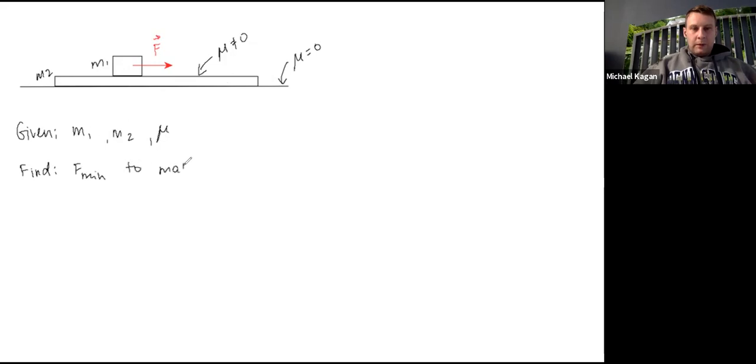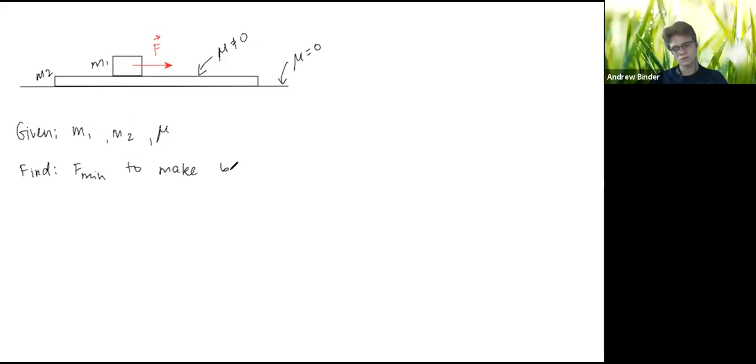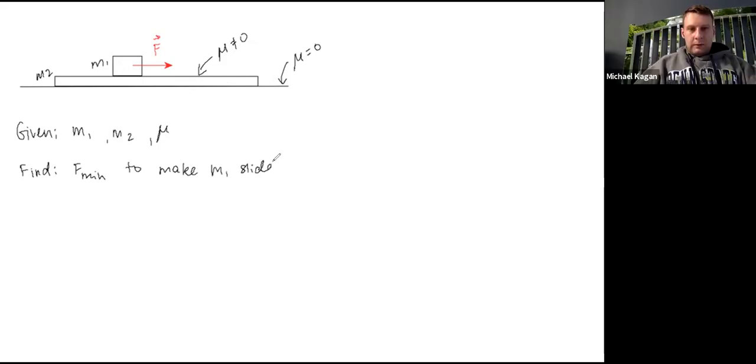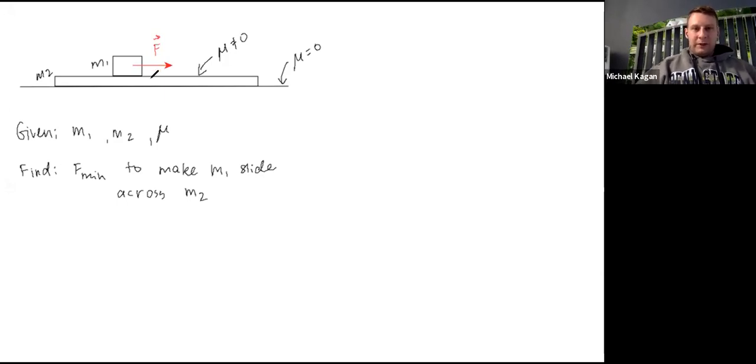To make M1 slide across M2. So this is one of the examples where you can actually consider the frame associated with the slab, but again, keeping in mind that it's not inertial.